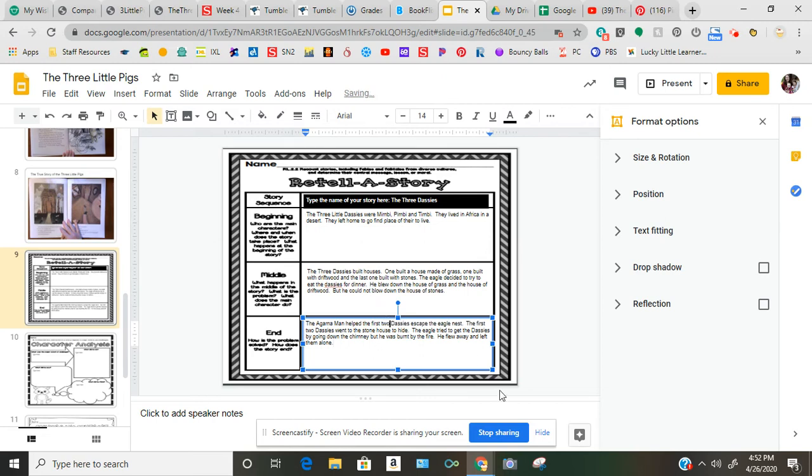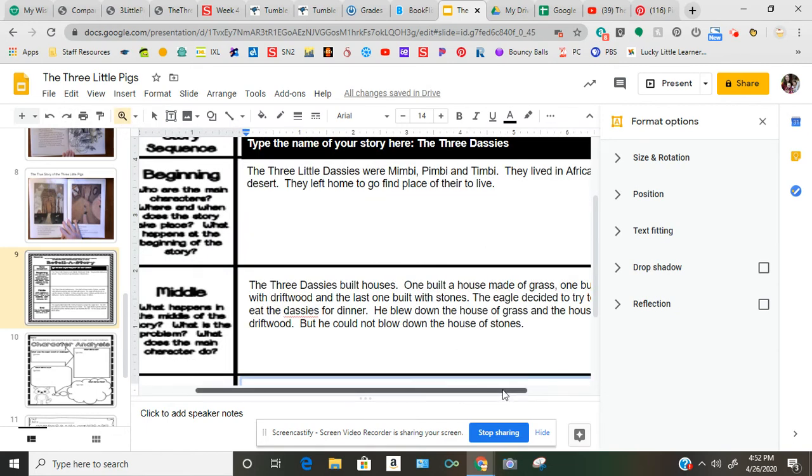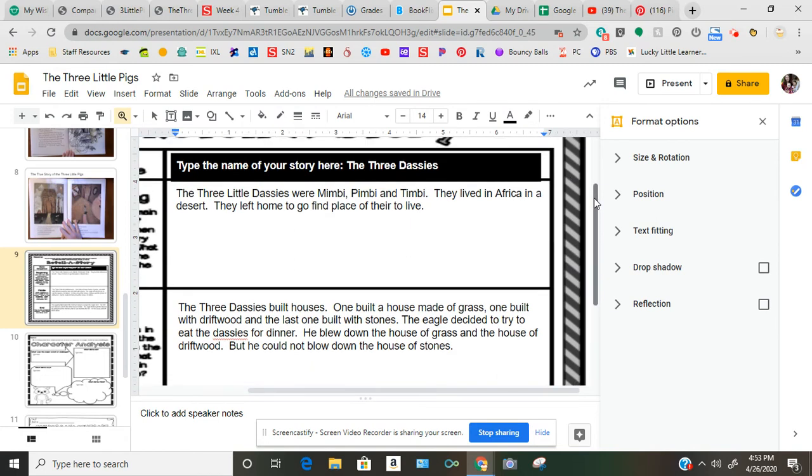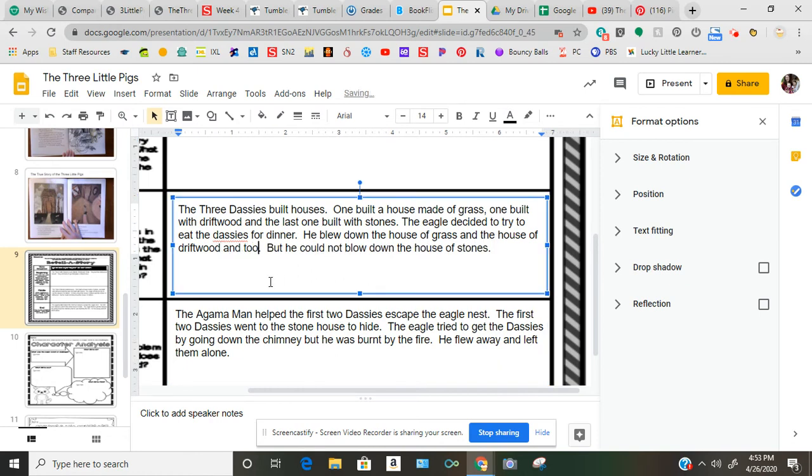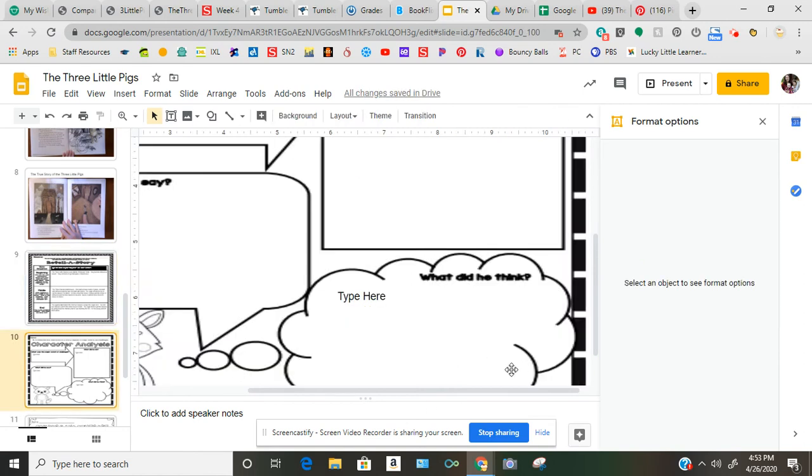I got to fix this word. I misspelled it. I'm going to zoom in here just so you can see it again. Okay. Remember, don't forget to put the name of your story that you're using up here. All right. I'm actually going to add something to this. He blew down the house of grass and the house of driftwood and took the dassies to his nest. Okay. All right. Now we're going to move on to the next slide.